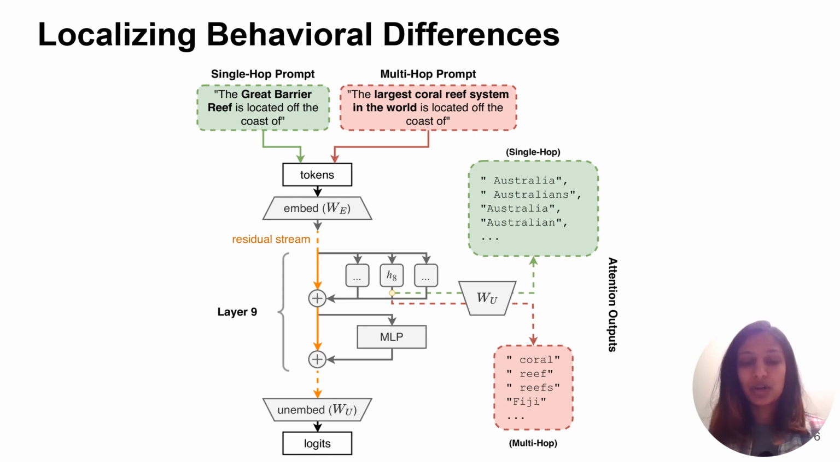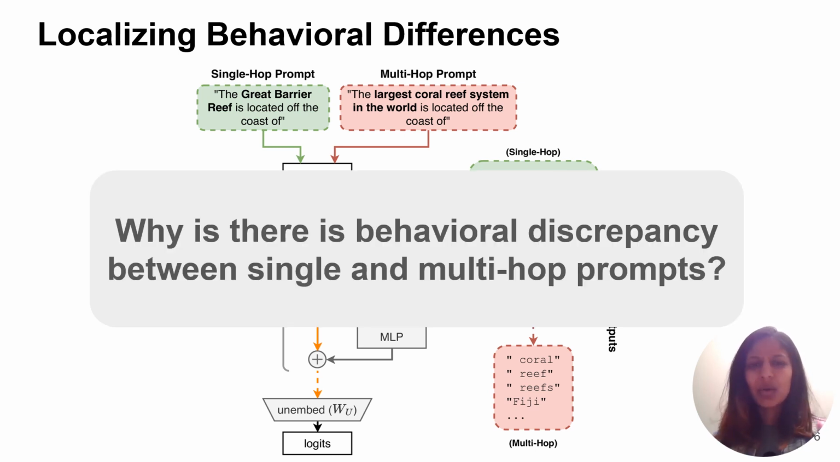For the multi-hop prompt case, on the other hand, the largest coral reef system in the world is located off the coast of. When you do the same decoding of layer 9 head 8 during inference, you actually get a different set of most probable tokens. You get tokens like coral, reef, reefs, and Fiji. While all of these tokens are very related to the concept of coral reefs and coral reef systems, they're not nearly as related to the types of answers we want the model to produce. This leaves us asking the question, why is there such a big behavioral discrepancy between single and multi-hop prompts?